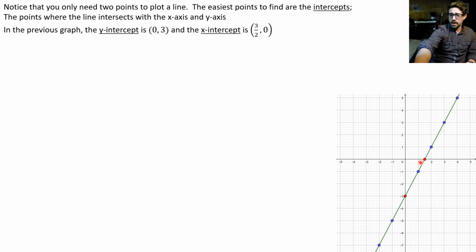Okay, and here's what we have. Now, I haven't told you how I got those, but just look at the graph and believe me. The x-intercept, where it hits the x-axis, is 3/2 comma 0, and the y-intercept, where it hits the y-axis, has coordinates 0 comma 3. So right at the y-intercept, the x-coordinate is 0, and at the x-intercept, the y-coordinate is 0.